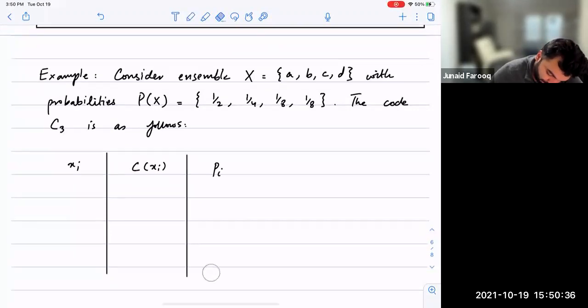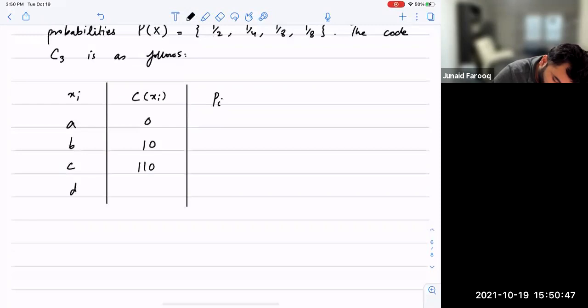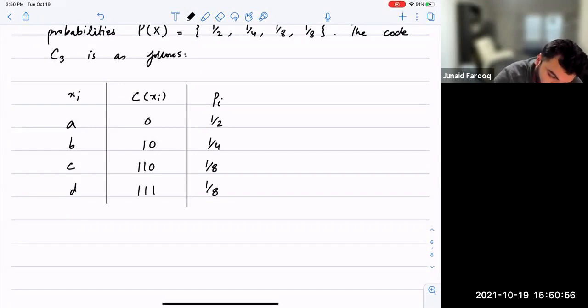Okay, so you have code words A, B, C, D. The code words are 0, 10, 110, and 111. The probabilities are 1/2, 1/4, 1/8, 1/8, and we'll also represent here how much is the Shannon information content of that symbol.